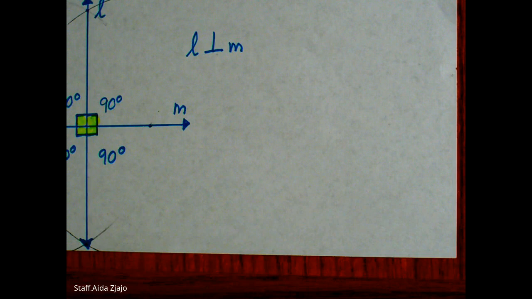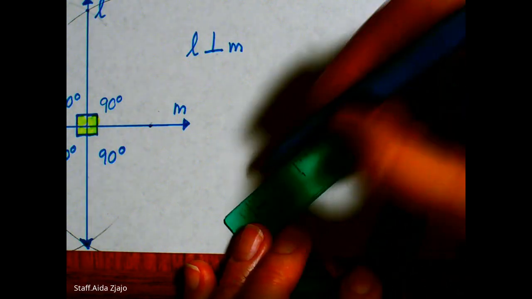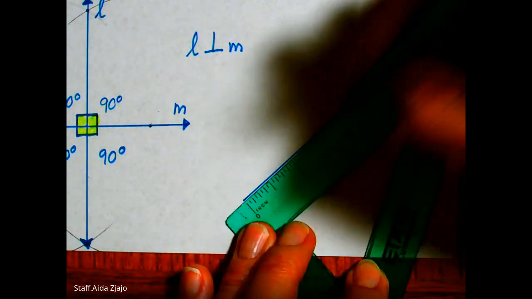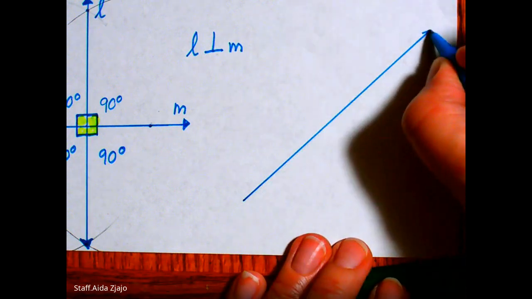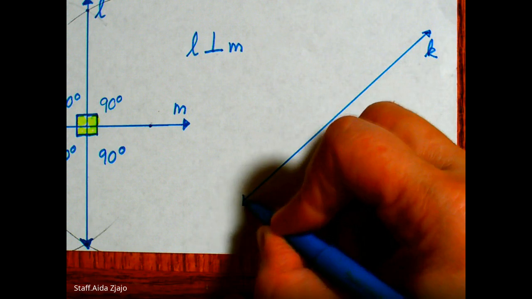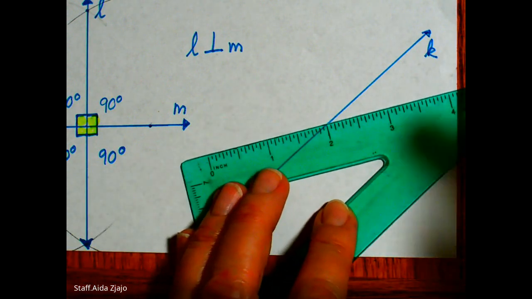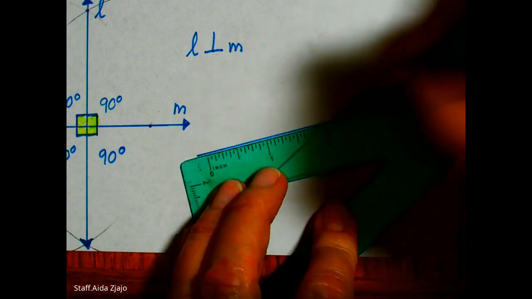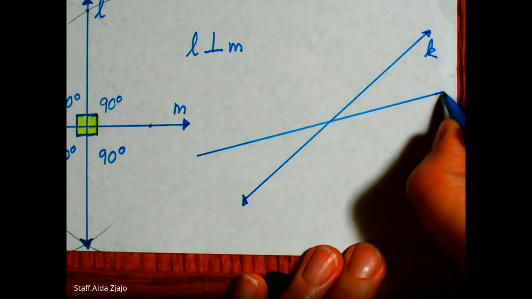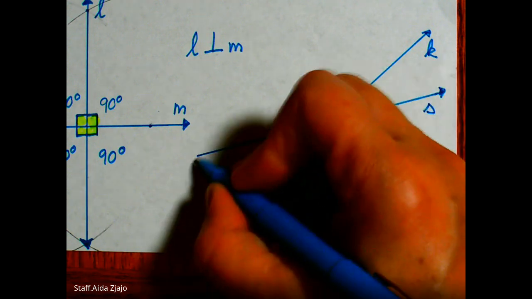All we need to do now is to do intersection lines. So if we have two lines that are going to create, so if this one is line K and this one is line S. Okay, so we have line S and line K.